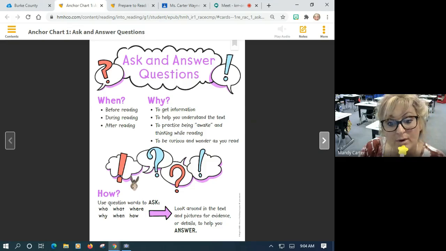How do you ask questions? Ask yourself, who is the story about? What is the story about? Where is the story taking place? Why did the author write the story? When did they write it? When is the story taking place? And how was it written? How are the characters feeling? Look around in the text and pictures for evidence or details to help you answer.